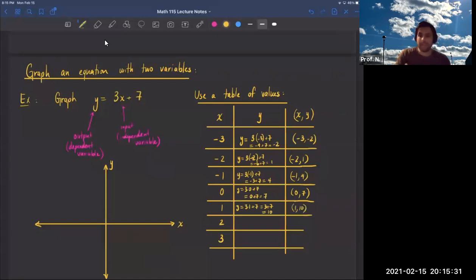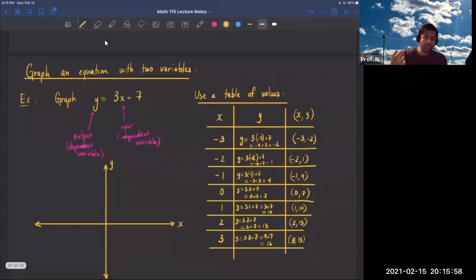Does everybody start to see what's happening? y equals 3 times 2 plus 7, which is 6 plus 7, which equals 13. So it's 2 comma 13. And then finally, y equals 3 times 3 plus 7, which is 9 plus 7, which equals 16. So this is 3 comma 16. Now, do you see how we're pairing these x, y values up and creating coordinates?